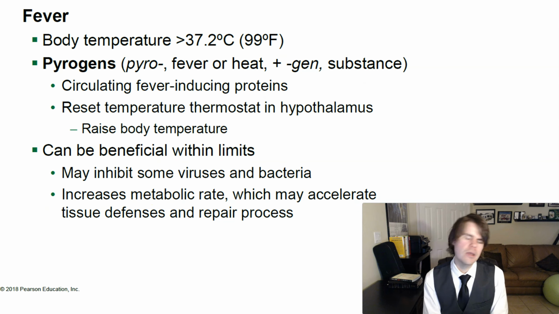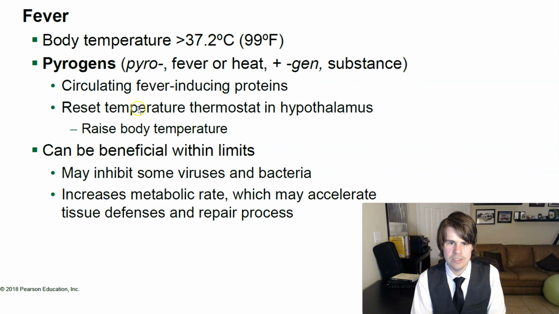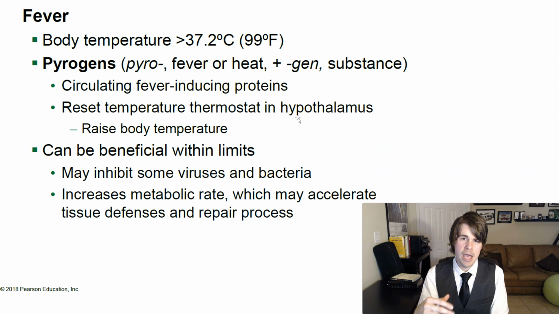So the fever, body temperatures, anything greater than 99 degrees is, I guess, considered a fever. But most people don't, above 100, roughly. But I'm not a doctor, of course, if you're not feeling well. But pyrogens: pyro means fever or heat, and gen means substance or beginning. So they begin a fever. They're fever-inducing proteins. They reset the temperature thermostat in the hypothalamus. The hypothalamus controls our temperature, and we range around 98.6, but we have a range. Like we sometimes are low, sometimes are higher.